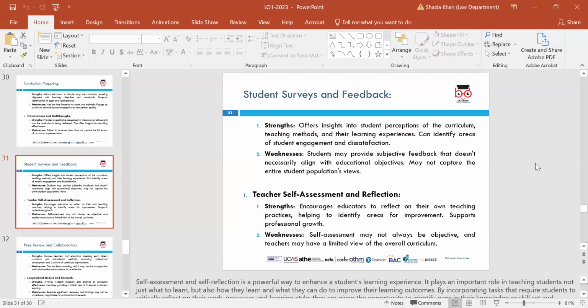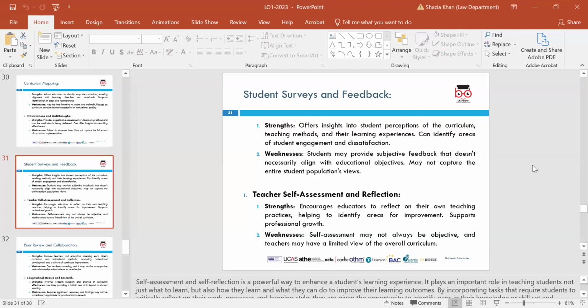Teacher self-assessment and reflection. Self-assessment and self-reflection is a powerful way to enhance the student's learning experience. It plays a role in teaching students not just to learn, but also how they learn and what they can do to improve their learning objectives or outcomes. By incorporating tasks that require students to critically reflect on their work, processes and learning style, they are given the opportunity to identify any gaps.